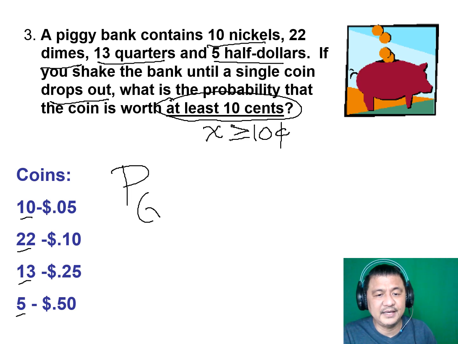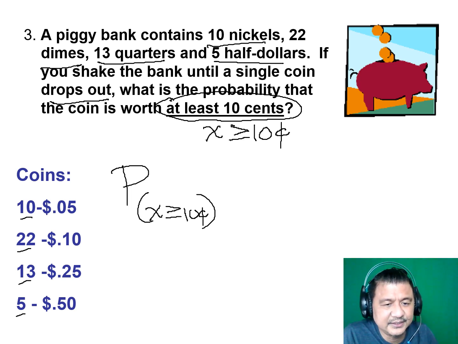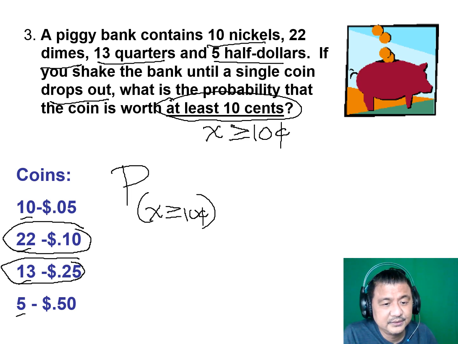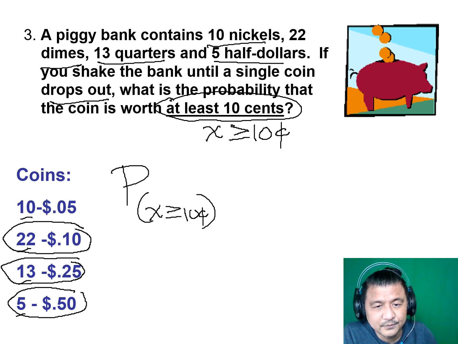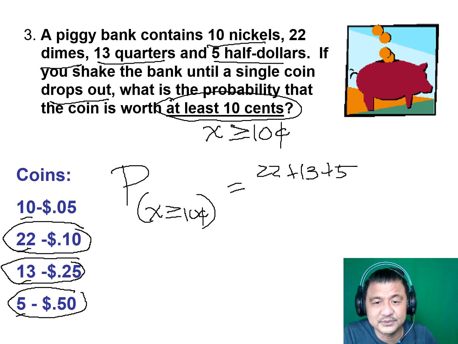Probability of X greater than or equal to 10 cents. Okay, what are the coins greater than 10 cents? Greater than or equal to, so it could be equal. It could be greater. Is 50 cents greater? Yes, it's also greater. So how many coins are these? 22. So that's 22 plus 13 plus the 5, right? Those are the coins greater than or equal to 10.